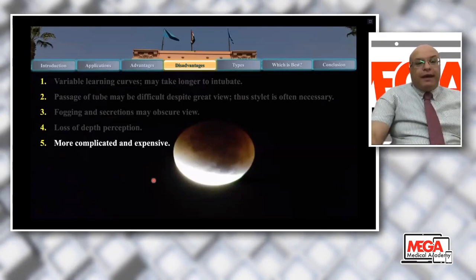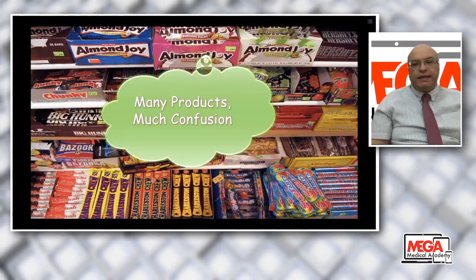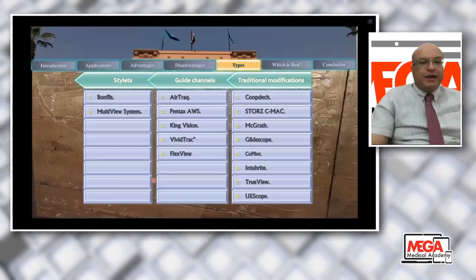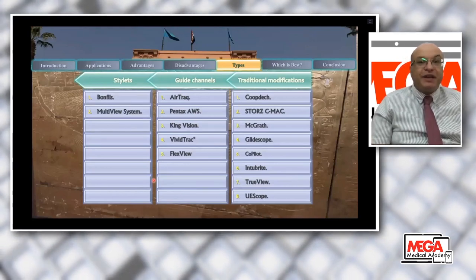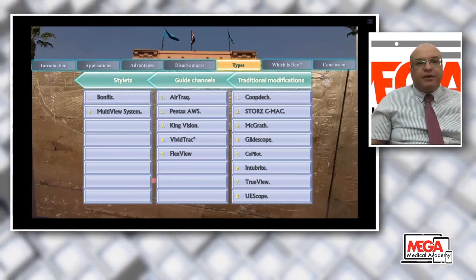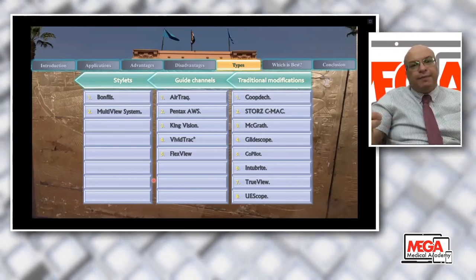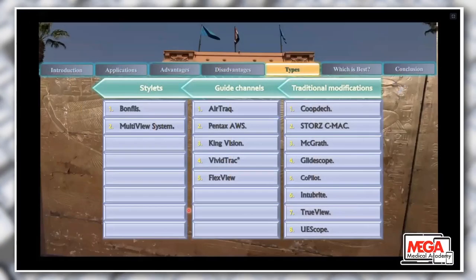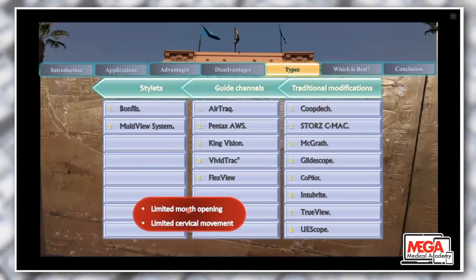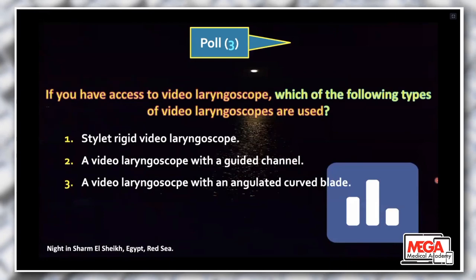We are talking about a more complicated and very expensive technology indeed. We have many products, many suites available in the market and much confusion. I can summarize the types of video laryngoscopes into three main categories. Stylets, which is like any stylet you are using, but this is a video stylet. And we have a guide channel, a video laryngoscope with a channel alongside its blade to introduce the tube through. Or traditional modifications of our commonly used Macintosh blade, which is a curved blade. Usually, we reserve stylets and guide channels for patients with limited mouth opening or limited cervical movement.